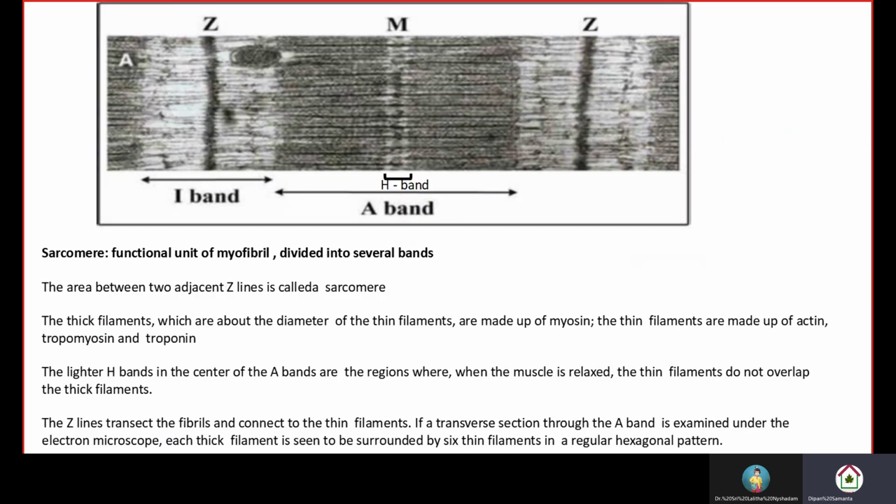Now we will revise all these bands. First of all, this is a picture of what? This picture has come as an IBQ in the very recent FMGE also, 2018 or 19. It has come. We need to revise it. This is the image of sarcomere, which is a functional unit of myofibril, which is divided into several bands. First of all, you see the area between two Z lines. This is one Z line, another is this Z line. This area between two Z lines is called sarcomere.